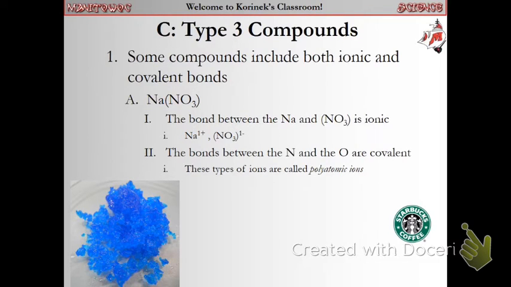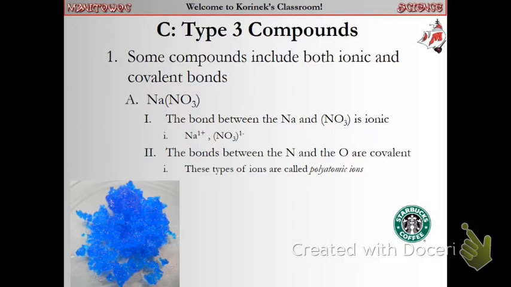All right, type 3 compounds. These are compounds that contain both ionic and covalent bonds. So Na and then the NO3 in parentheses. Here's a good example. The bond between the sodium and the nitrate polyatomic ion is ionic, but the bond between the nitrogen and the oxygen are covalent bonds.